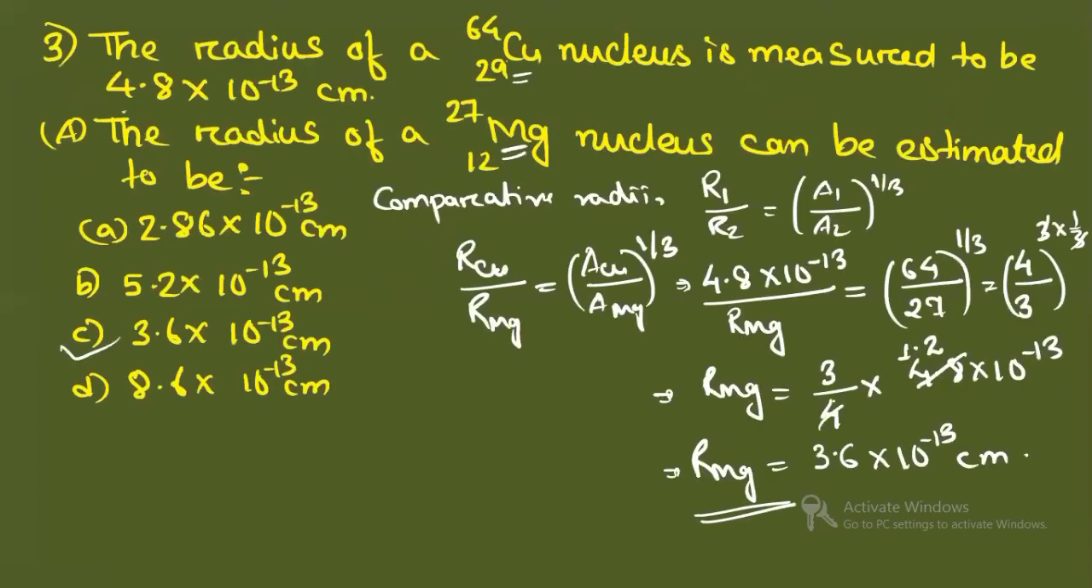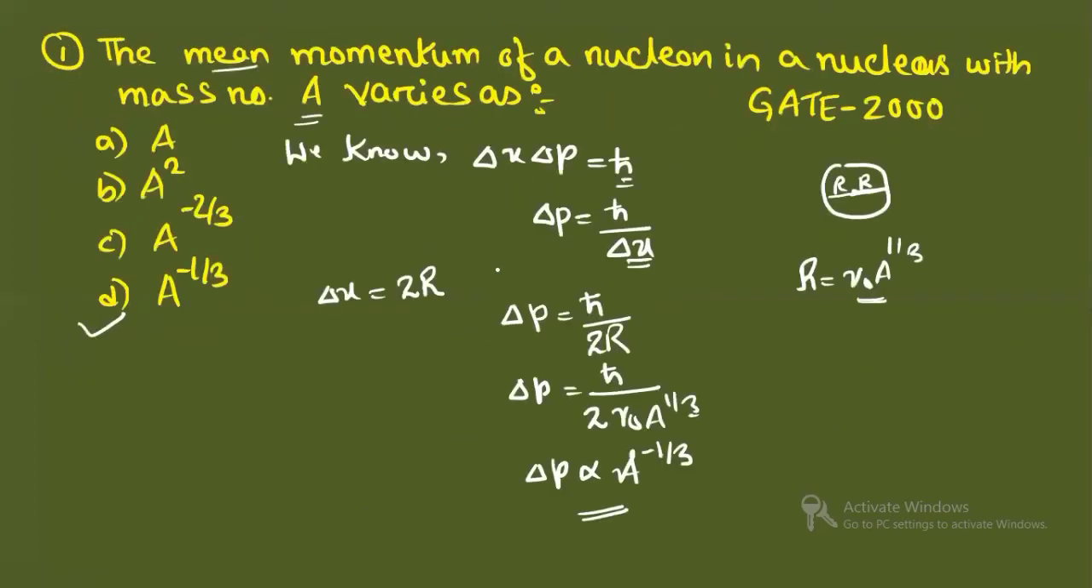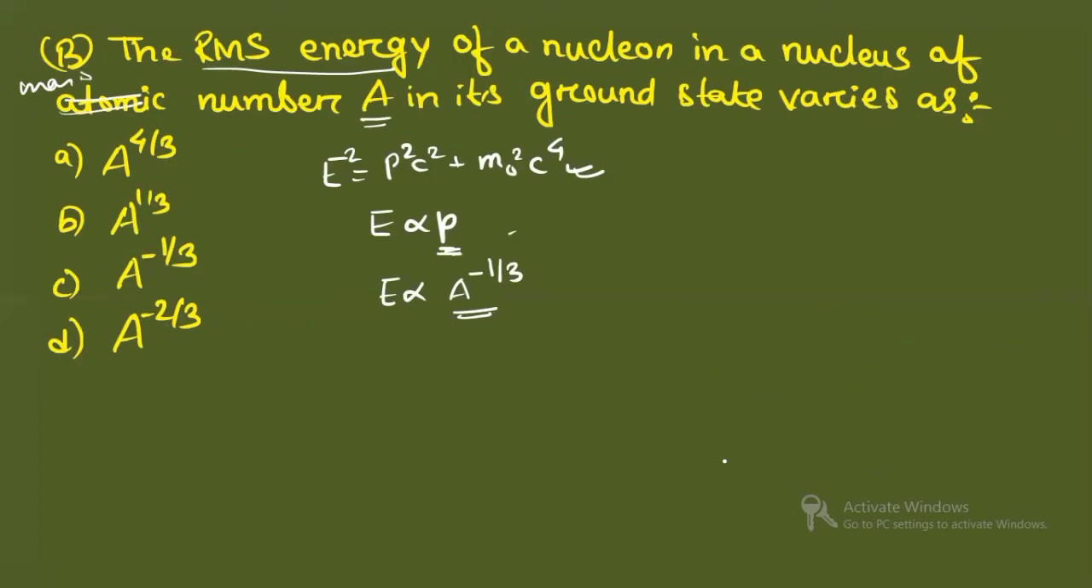Just see this question, I'm just showing you. In this question, for this p, it is A to the power minus 1 by 3. You can see this question, okay? So I have not calculated here and I have written, because p is proportional to A to the power minus 1 by 3. So here I have written energy will be proportional to A to the power minus 1 by 3, right?